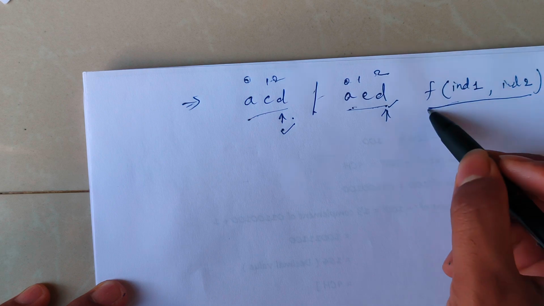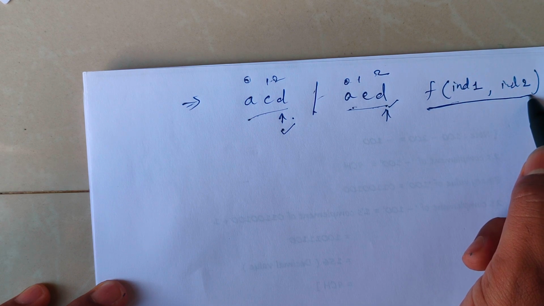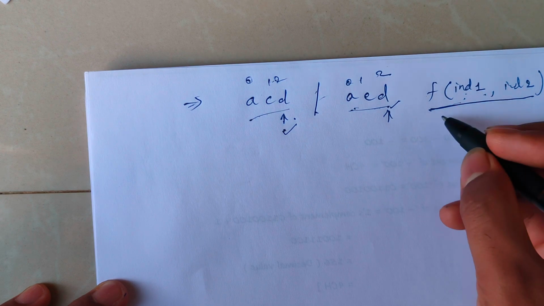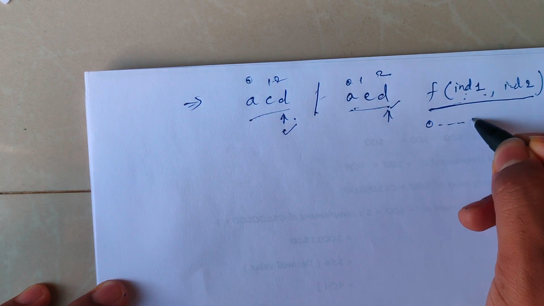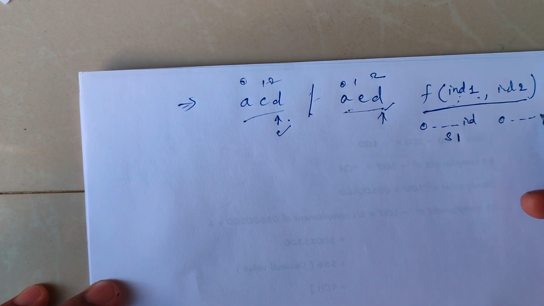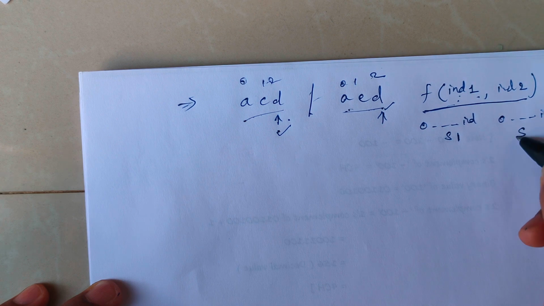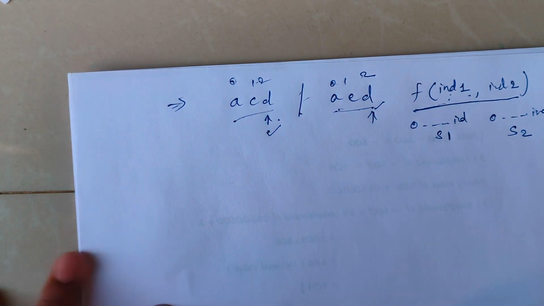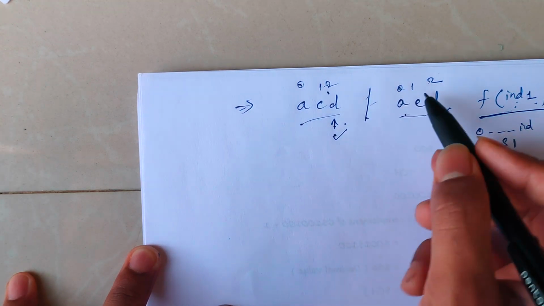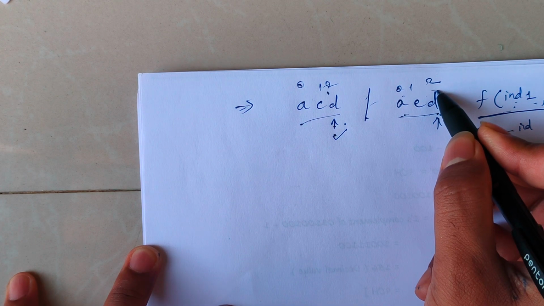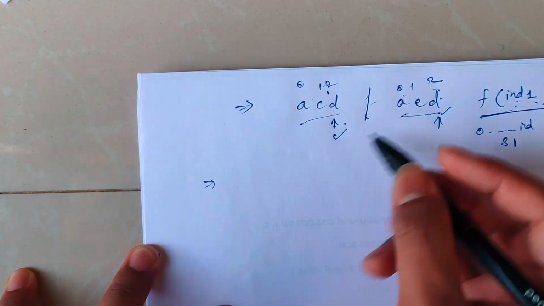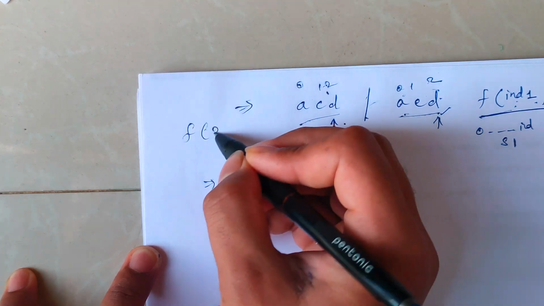this function will calculate the longest common subsequence for string 1 from 0 to index 1 and string 2 from 0 to index 2, right? So here we can see that 0 to 2 in string 1 and 0 to 2 in string 2, we are calculating the longest common subsequence. So this is f of 2 and 2.